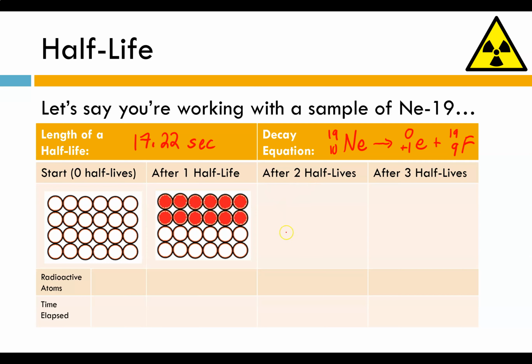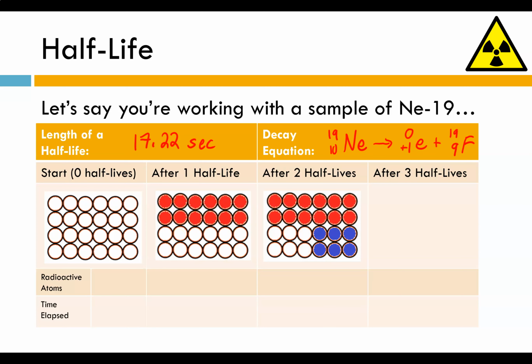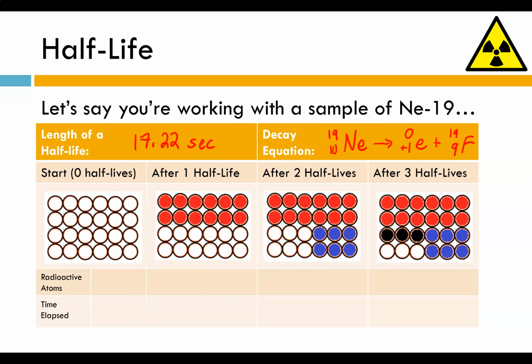If a second half-life passes, we're going to lose half of the sample again. I've shown them in blue just to represent a second half-life. But again, now all of these red and bluish colored atoms are fluorine-19. What do you think happens after the third half-life? Yeah, we lose half of those atoms. They decay, they undergo this beta decay, and the sample keeps getting cut in half.